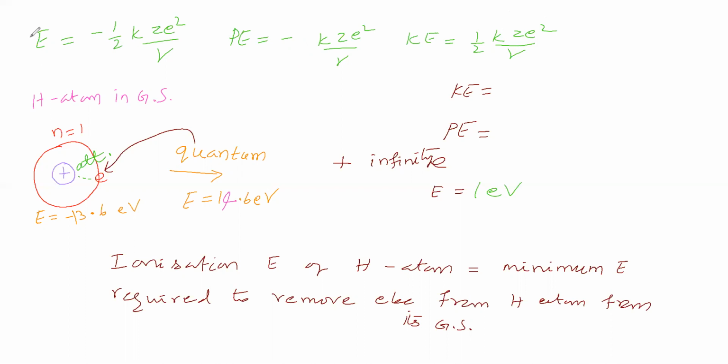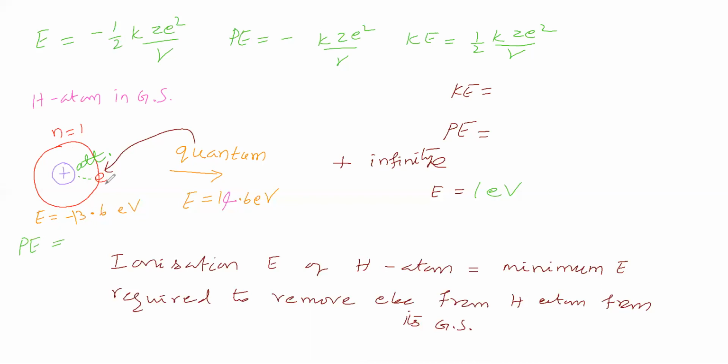So the energy of the electron is minus 1 by 2 k z e square by r. Potential energy is equal to minus k z e square by r. Kinetic energy is equal to 1 by 2 k z e square by r. Now the energy of the electron is minus 13.6 electron volt. Substitute this energy here and take it to this side, and you will get the potential energy. So what is the potential energy of the electron?